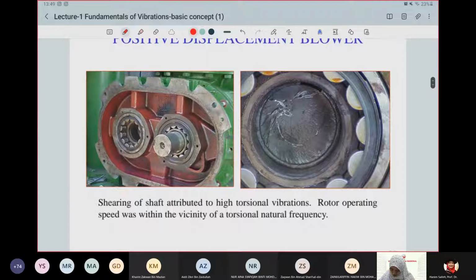So this is another example. We have a shearing shaft due to the high torsional vibrations. If you deal with a lot of machinery in industries, this is where the mechanical engineers work, isn't it? In any industry, you're going to deal with a lot of issues if you don't control the vibrations.